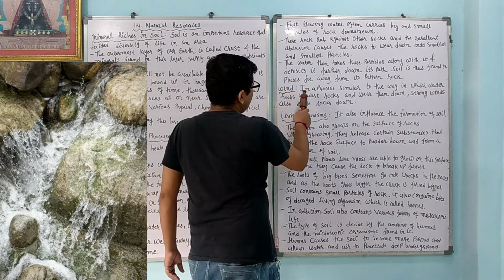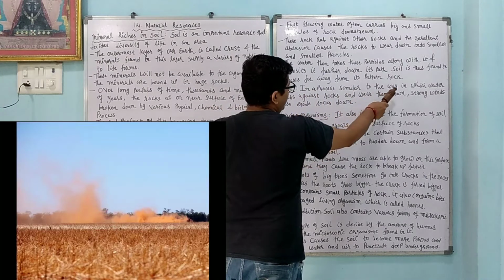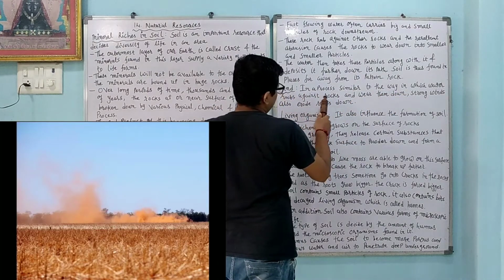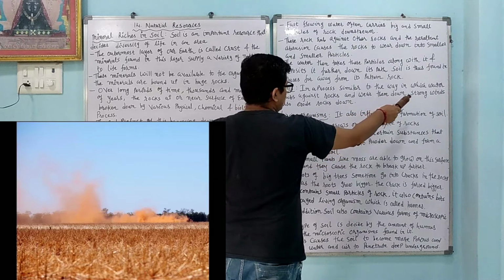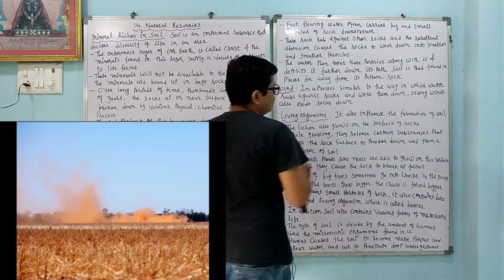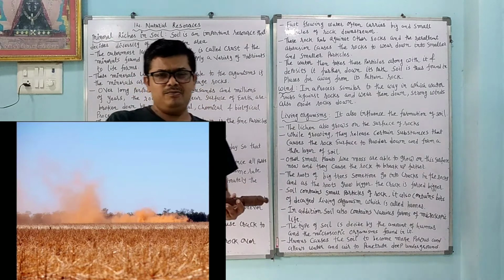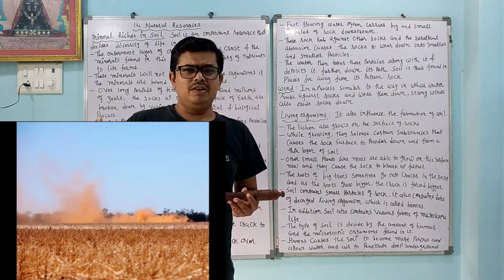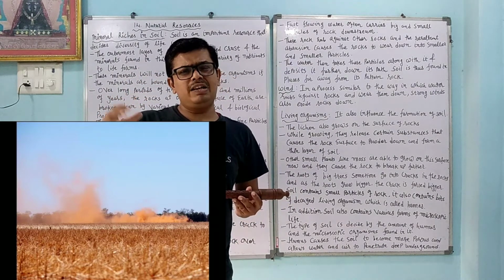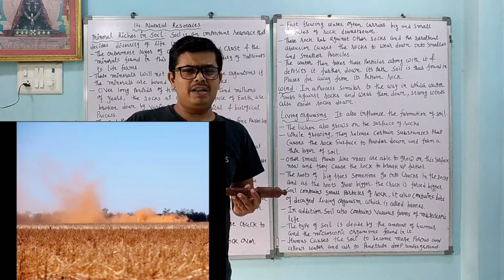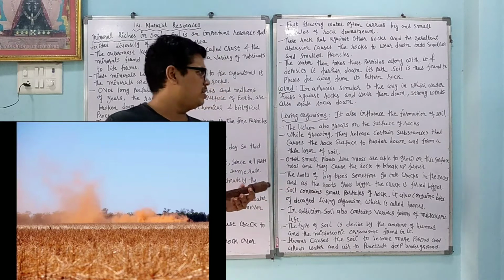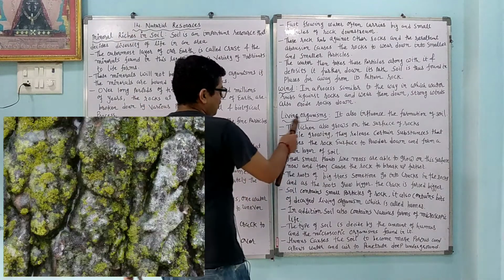Wind. In a process similar to the way in which water rubs against the rocks and wears them down, strong winds also erode the rocks. Because of very high wind, the small particles of rock convert again into very small particles of rock. Erosion occurs.